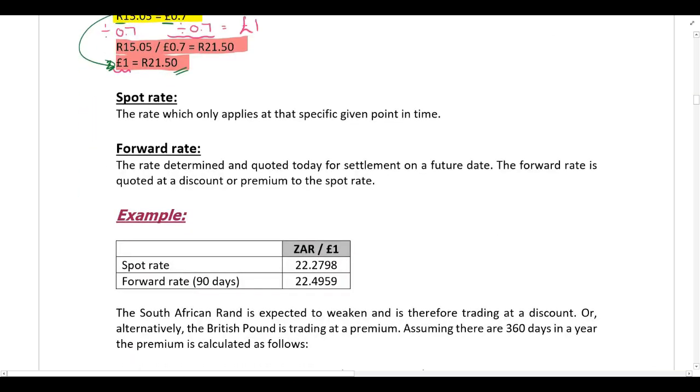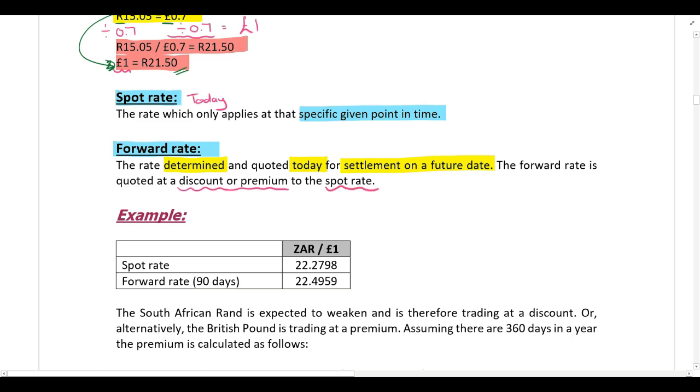You then need to understand the difference between a spot rate and a forward rate. Guys, the spot rate is the rate at a specific given point in time. So the spot rate is the rate today. Whereas on the other hand, the forward rate is a rate that is determined today, but it is for settlement on a future date. So I'll know what the rate is today, but I'm not going to settle today. I'm going to settle that amount at some point in the future. And the forward rate will either trade at a discount or a premium to the spot rate.